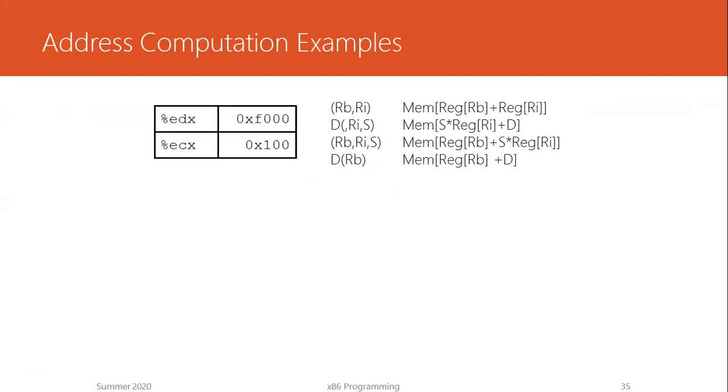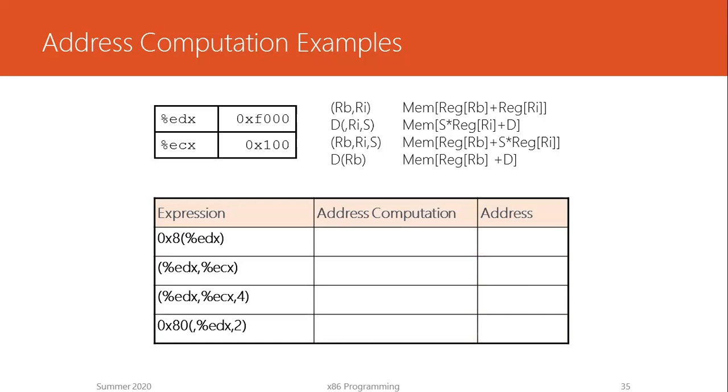Suppose that we have 2 registers in this example, EDX and ECX, that are set to F000 and 100 in hexadecimal values respectively. And the addressing modes are given on the right as a reference to solve these address computations. Pause this video here and try to solve it yourself and see if you can use these special cases here.